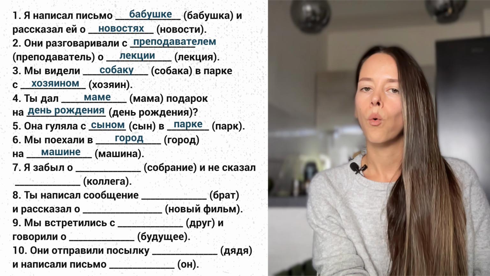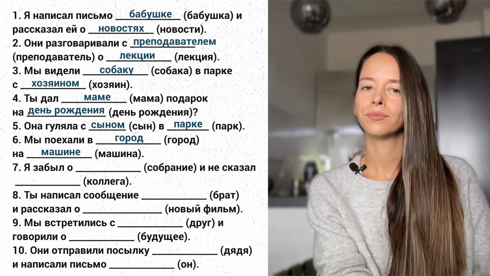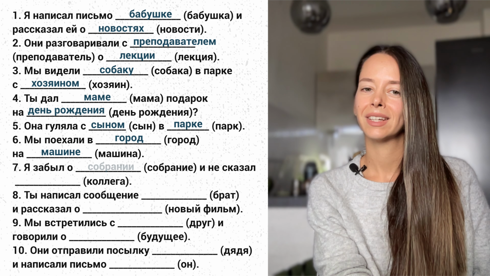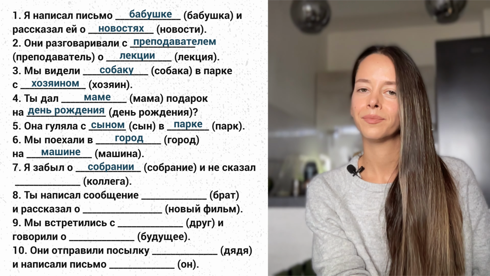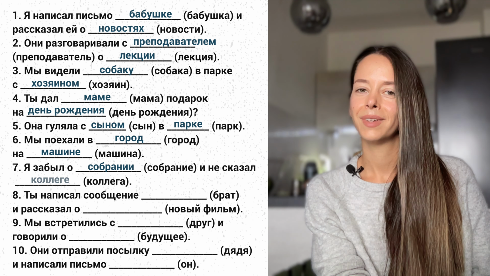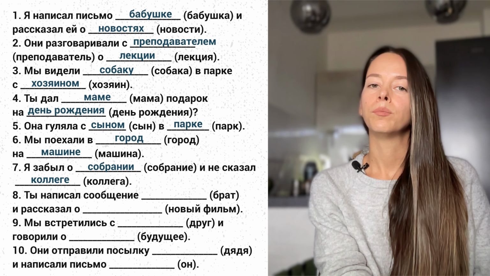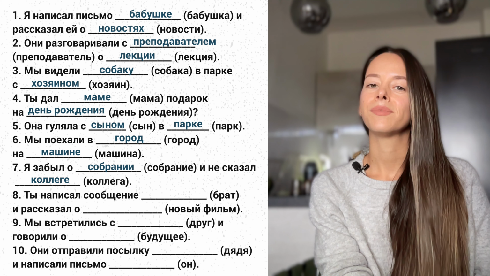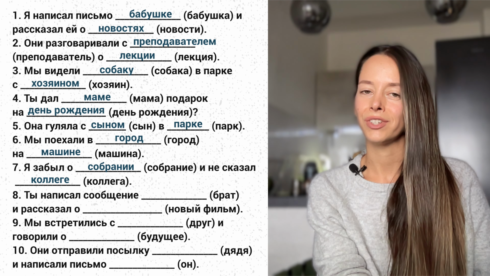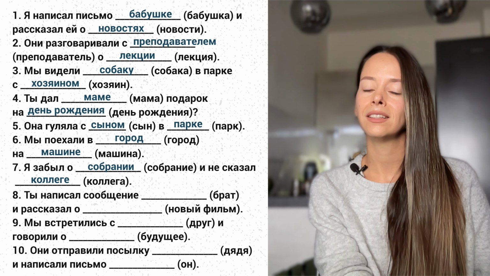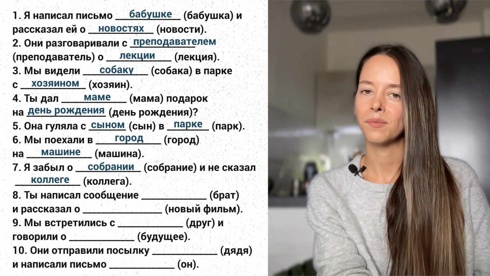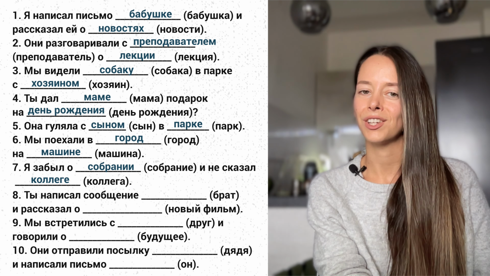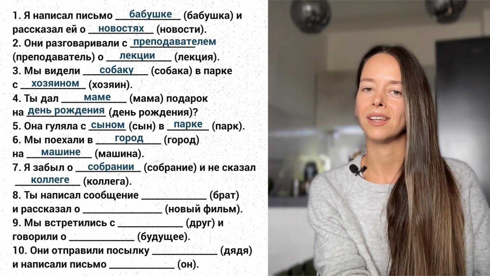Я забыл о собрании и не сказал коллеге. Я забыл о собрании. Собрание here is in the prepositional case. И не сказал коллеге. Коллега here is in the dative case because it's the recipient of an action. Сказать кому? Сказать коллеге.